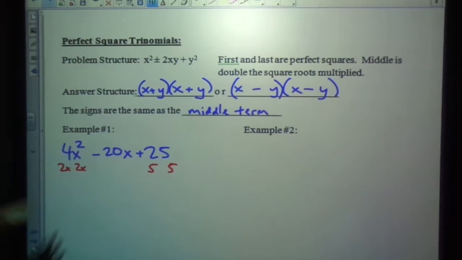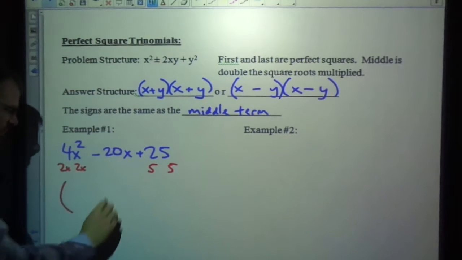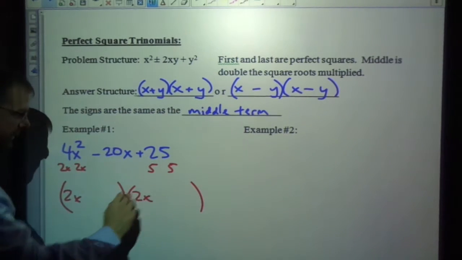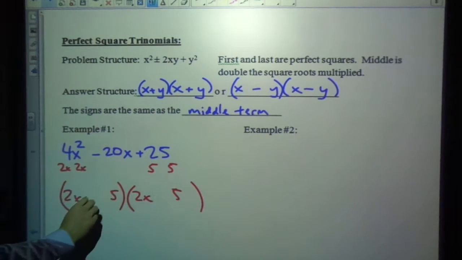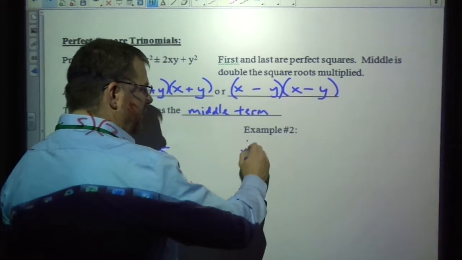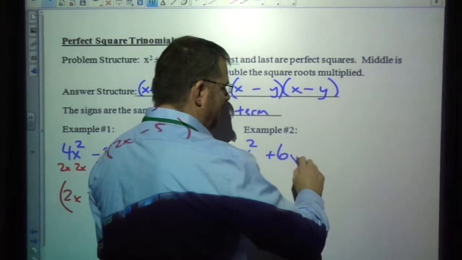I don't have to do the box and diamond and all that other stuff. I can just go straight to my answer. I put this one here and here. I put this one here and here. Middle is negative. My sides are negative. Done. Voila. Okay? Another example of this might be something like this, where we have x squared plus 6x plus 9.